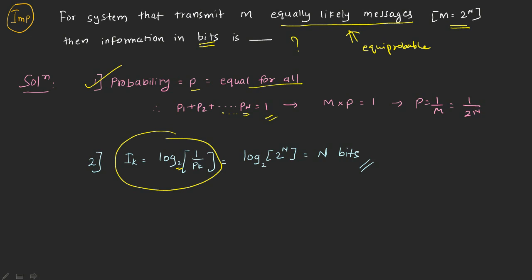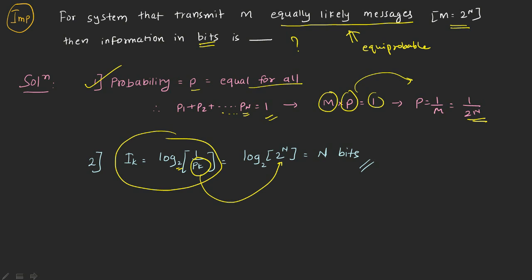would be equal to 1. And because the probability is the same and we are transmitting m messages, we can say that m into p is equal to 1. Correct? And that's it. If you have this, you can say that my probability is equal to 1 by m, and my m is given as 2 raised to n. Now we are done, because now you know the probability is 1 by 2 raised to n.